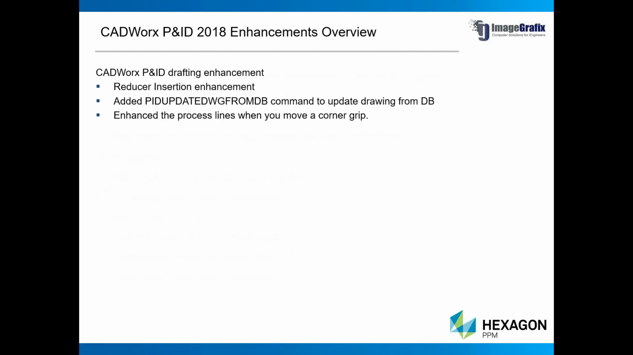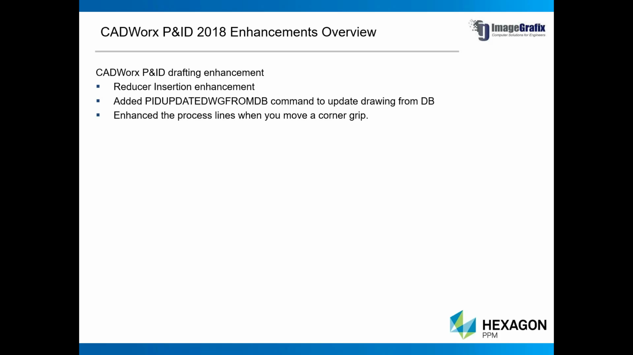As far as P&ID is concerned, now there is a reducer insertion enhancement. When you're inserting a reducer, you can choose the pipe, the process line, and also control the size of it. Also added is the PID updated DWG from DB command, to update the drawing from your database.